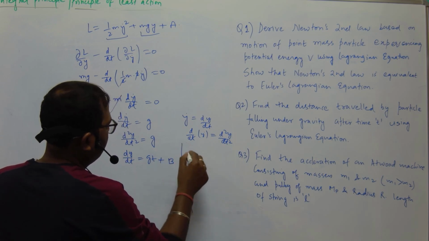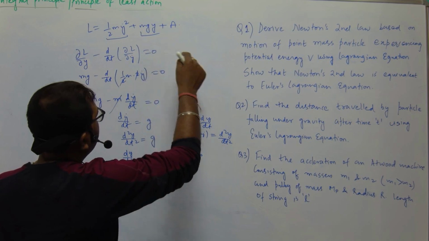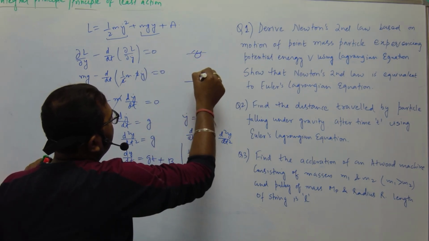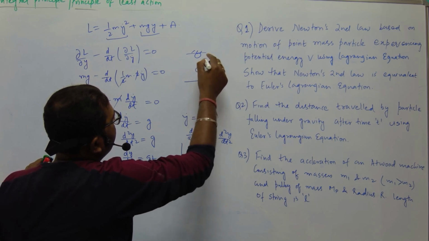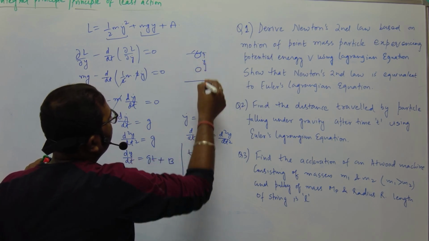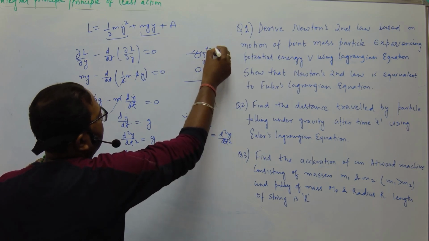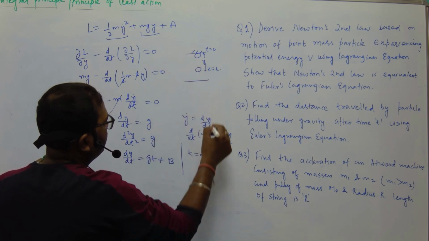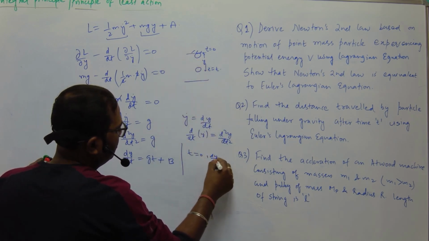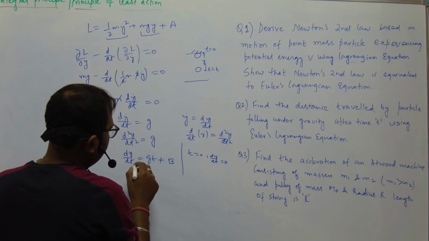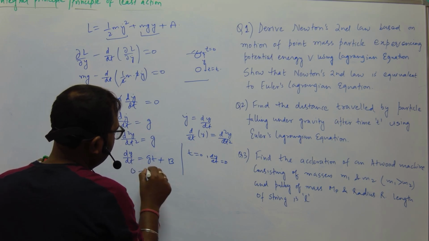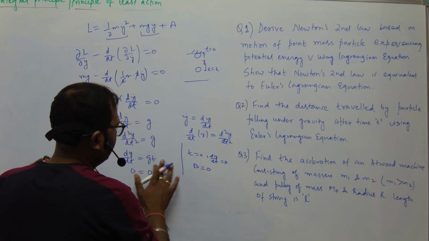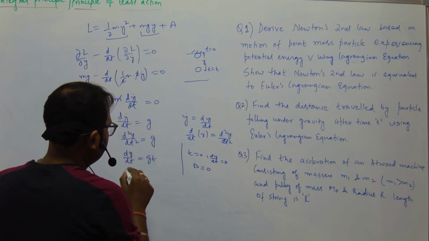Now at t is equal to 0, the initial position, and at t is equal to t, the final position, this distance is y. At t is equal to 0, the initial velocity is 0, so dy upon dt is equal to 0. So from here b is equal to 0. We can neglect this. Now let us further integrate this.